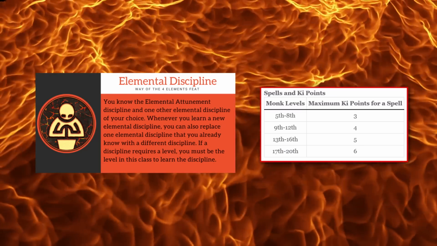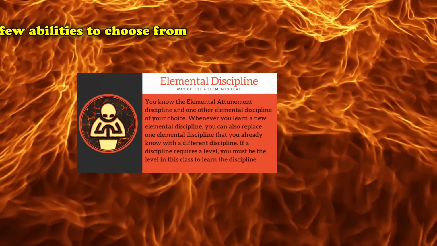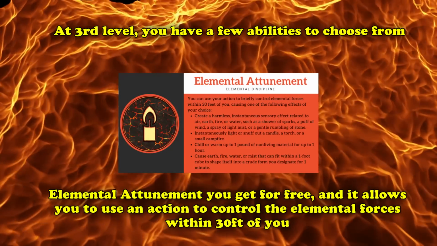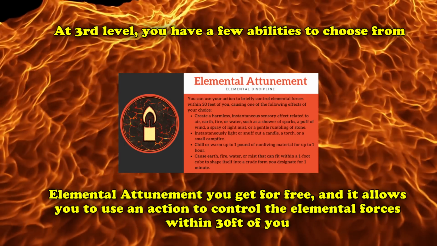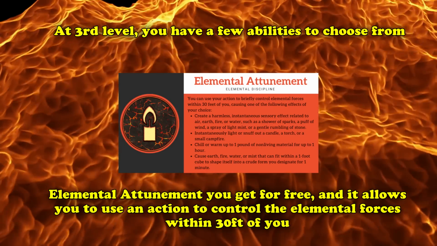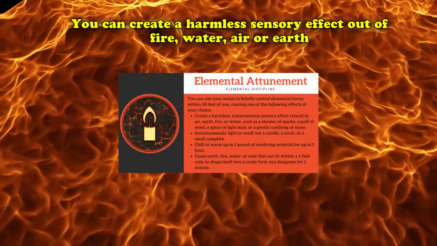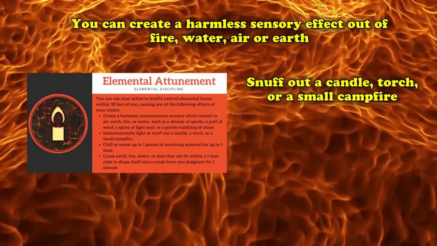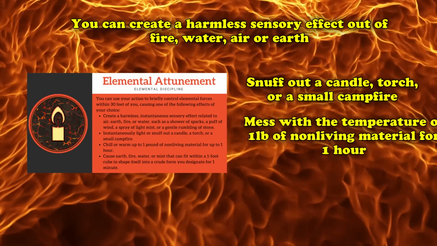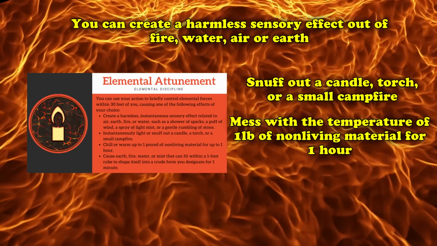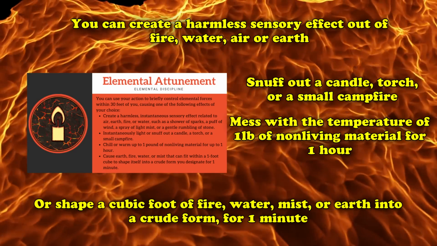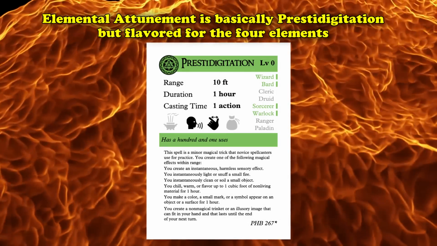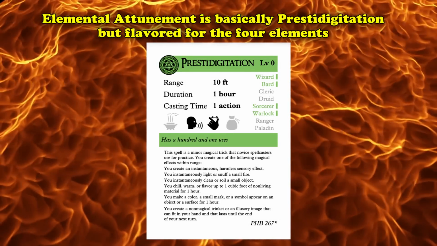Now, let's go over the different kinds of spells and abilities you can learn by taking Elemental Disciples. Starting at 3rd level, you have a few special abilities to choose from. Elemental Attunement you learn for free without needing to pick a discipline, and allows you to use an action in order to control the elemental forces within 30 feet of you, and can cause one of 4 effects to occur, such as creating a harmless sensory effect out of air, earth, fire, or water, snuffing out a candle, torch, or small campfire, chilling or warming up 1 pound of non-living material for up to 1 hour, or shape 1 cubic foot of earth, fire, water, or mist into a crude form for 1 minute. Basically, this works like the Prestidigitation cantrip, which has similar effects, only more flavorful to fit the 4 elements.